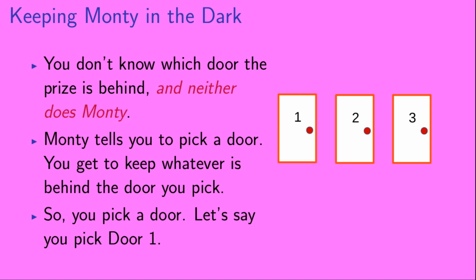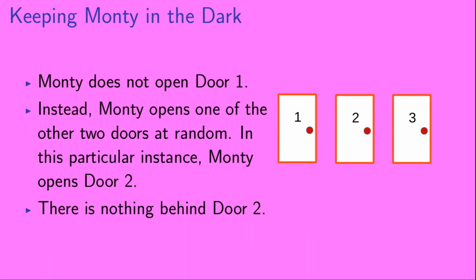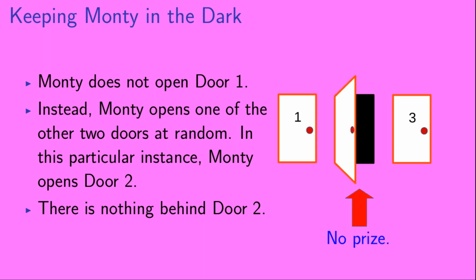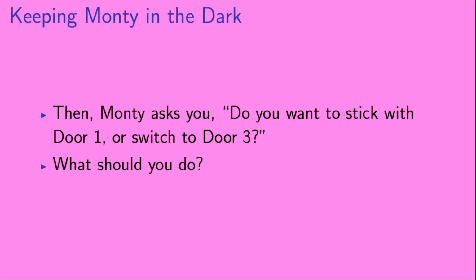Monty tells you to pick a door. You get to keep whatever is behind the door you pick. So, you pick a door. Let's say you pick door 1. Now, Monty does not open door 1. Instead, Monty opens one of the other 2 doors at random. In this particular instance, Monty opens door 2. There is nothing behind door 2. Then, Monty asks you, do you want to stick with door 1 or switch to door 3? What should you do?